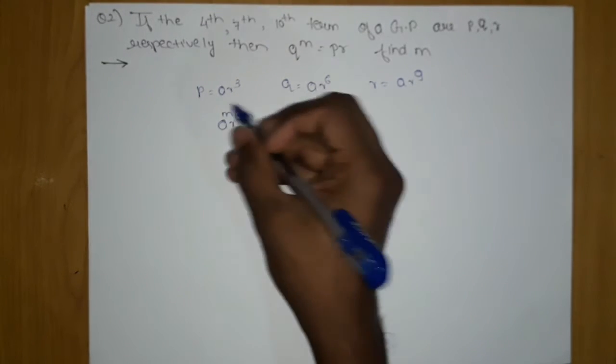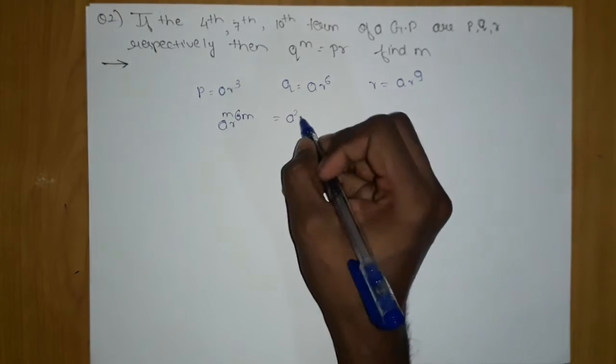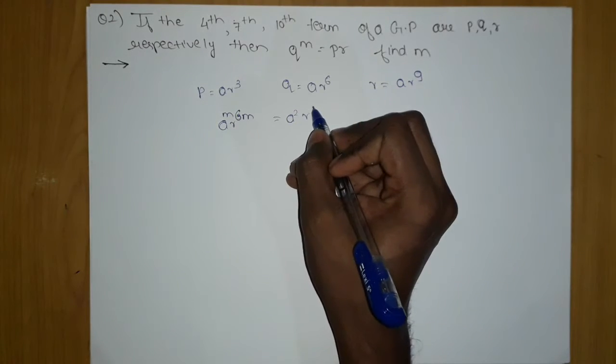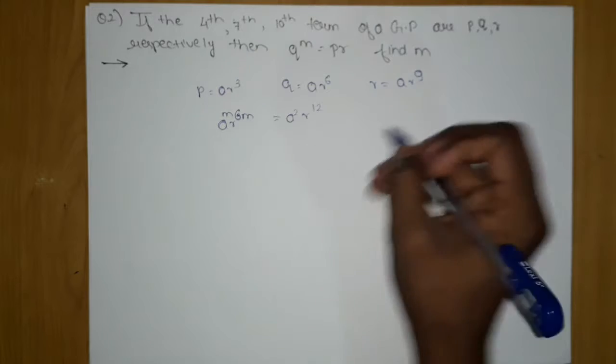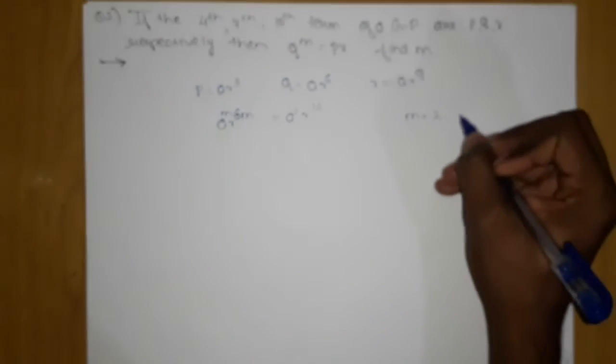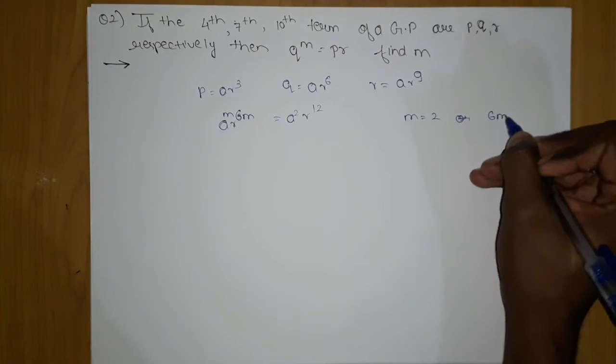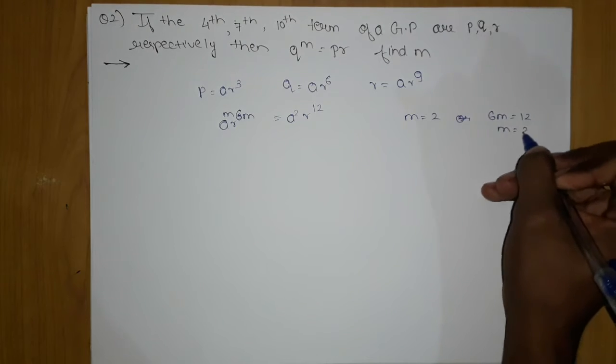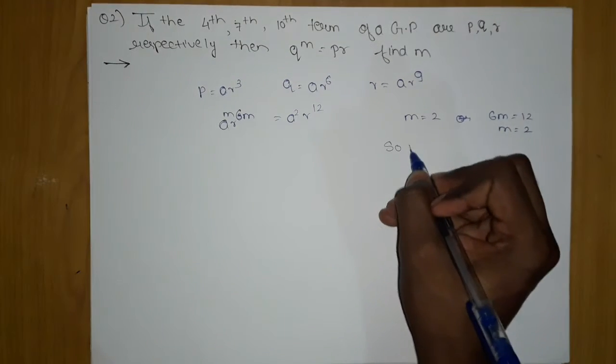Similarly, if here I substitute these two, this will be A square into R power 3 plus 9, which will be 12. Now if I equate them, m is equal to 2 from here, or let me check the second one, m is equal to 12. Okay, we are getting m is equal to 2. So m is equal to 2.